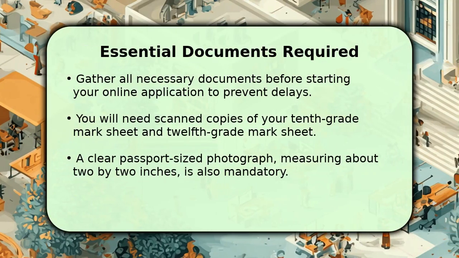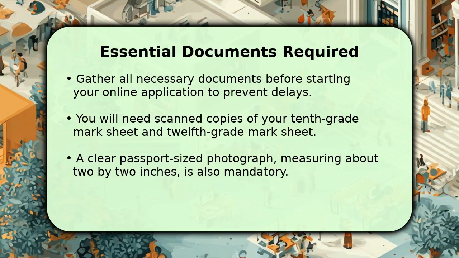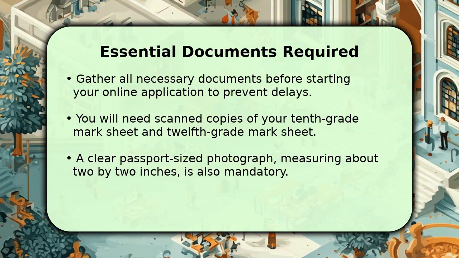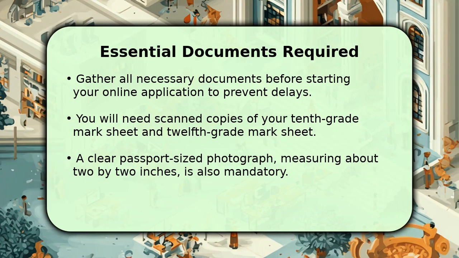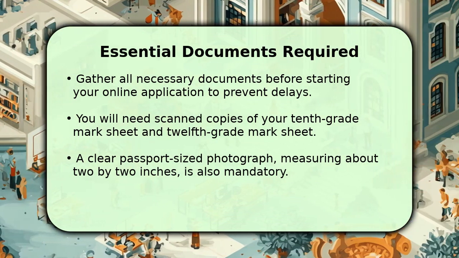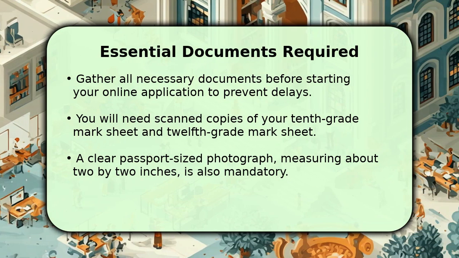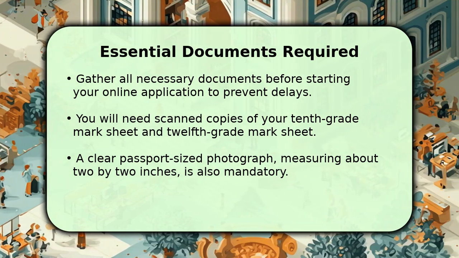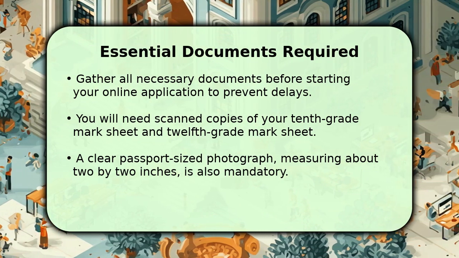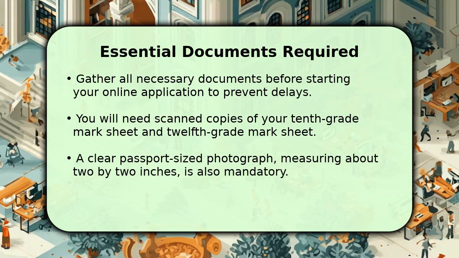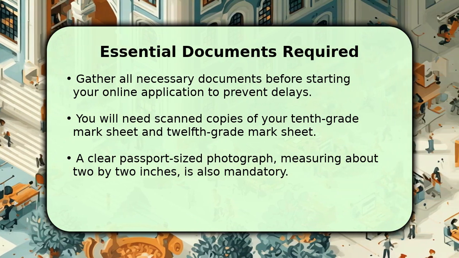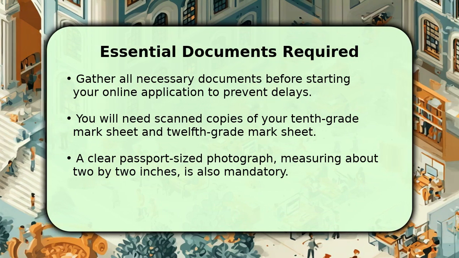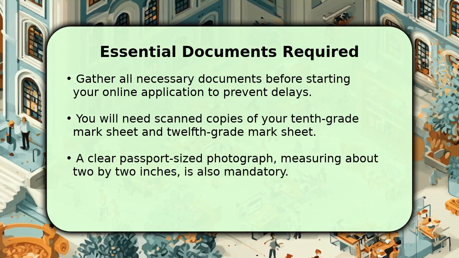Before you begin your online application, ensure you have all the required documents scanned and ready. You will need your 10th grade mark sheet and your 12th grade mark sheet, along with a recent passport-sized photograph. The photograph should be about 2 by 2 inches, with a clear white background. Additionally, have your Aadhaar card or an equivalent government-issued identification ready for upload. Proper document preparation significantly speeds up the entire registration process.